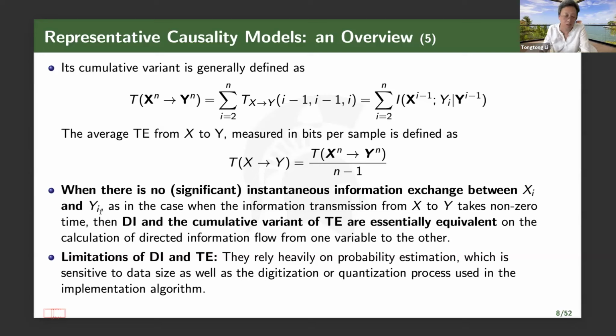So the limitation of the information-based causality models, including both directed information and transfer entropy, is that they rely heavily on probability estimation. We have to estimate all kinds of probabilities and conditional probabilities, which are sensitive to data size, and also to the way we digitize analog signals into digital signals when implementing the algorithm. So they could be sensitive to that.